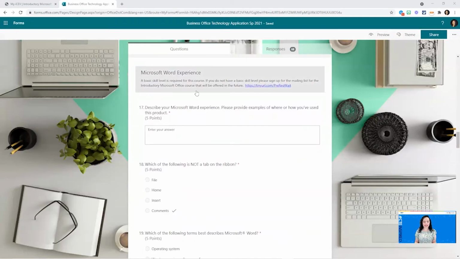All right, so again, I give them another opportunity right here to opt to take the prereq course. So a basic skill level is required for this course. If you do not have a basic skill level, please sign up for the mailing list for the introductory Microsoft Office course that will be offered in the future. And then I offer the link again. So most important thing in teaching that I have found, maybe not the most important, but one of the most important, is to repeat, repeat, repeat.